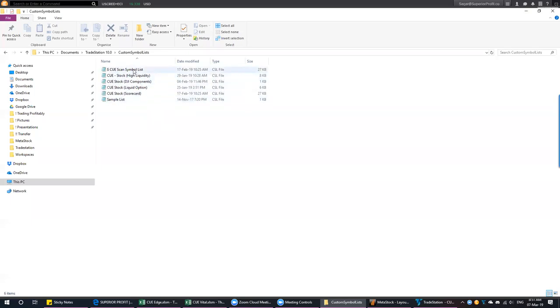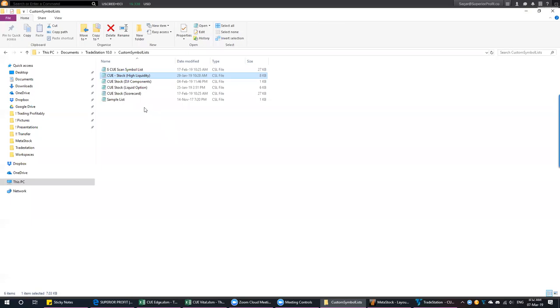What I have done: I have the Q scan symbol list, then I have all the other symbol lists that I tend to use from time to time. The list of stocks that have liquid options, the list of stocks that are in our stock scorecard in QH, Dow Jones Industrial Average components, high liquidity stocks. You could add more lists like S&P 500 components. If you are using IBD stocks, you could create a list of IBD 50 or other lists.